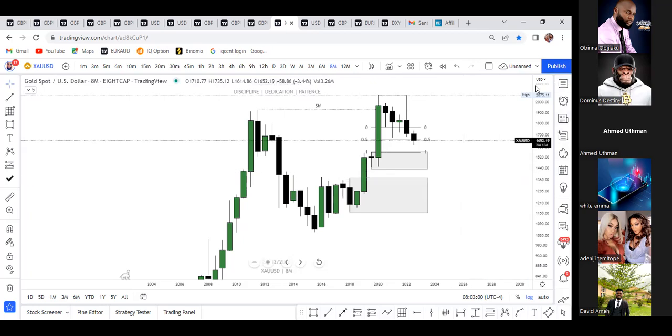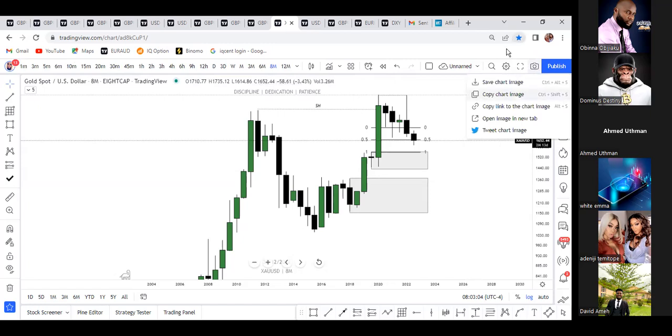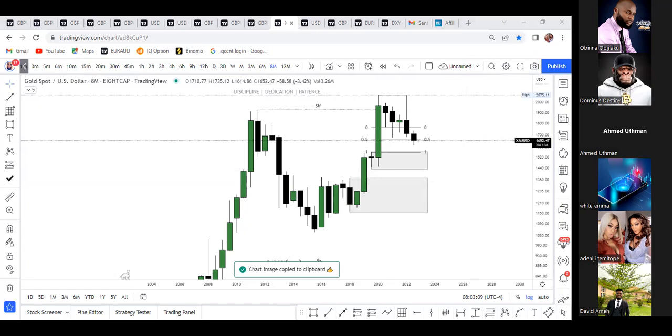So I'm going to save this 8-month candle. I'm coming, guys. Let me save the chart so I can continue.